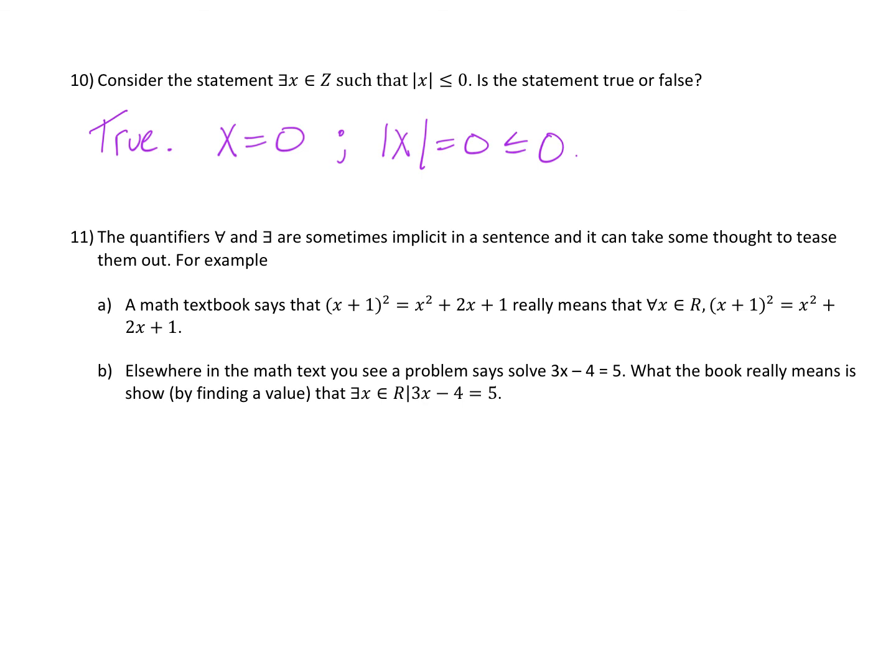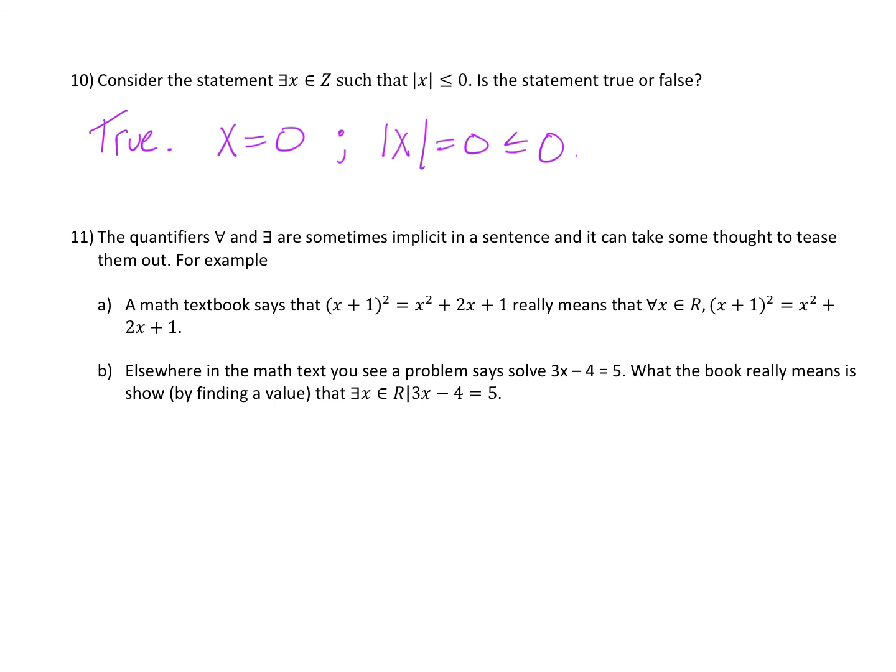The quantifiers for all and there exists are sometimes implicit in a sentence, and it can take some thought to tease them out. For example, a math textbook might tell you that (x plus 1) squared is x squared plus 2x plus 1. But what they really mean is that for all x's in the real numbers, (x plus 1) squared equals x squared plus 2x plus 1. That this is true for all real numbers x.